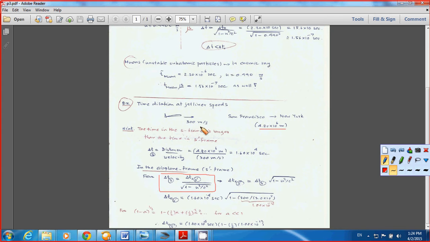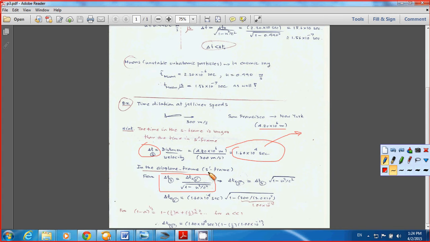So let's take a look at the plane moving with velocity 300 meters per second, and the distance from San Francisco to New York is 4.8, so you can find your time. The time here is going to be the time of which frame? Of course, you're sitting and you see the plane flying, right? So it becomes the time of the S frame, just like you're sitting on the ground and looking at the plane.